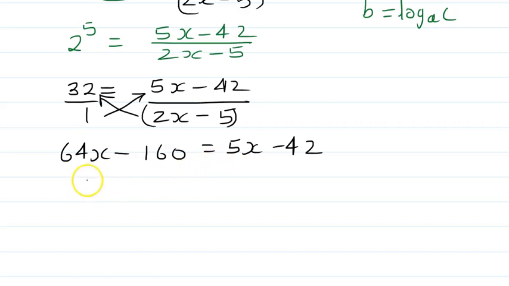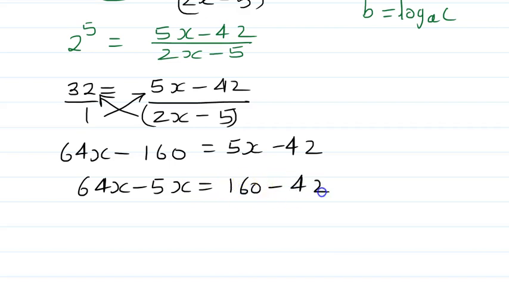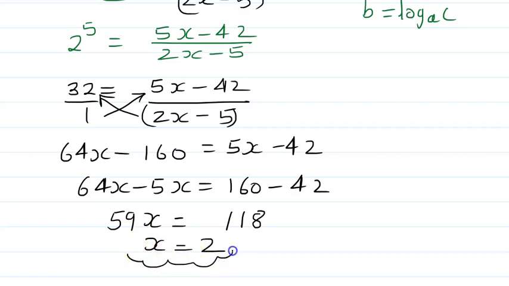Okay, now this we can write down 64x minus 5x, 160 minus 42. 64x minus 5x, that will be 59x, and 160 take away 42. So 10 take away 2 is 8, 5 take away 4 is 1, so it is 118. So divide by 59 both sides, so x we got 2. So this is your answer, x equal to 2.